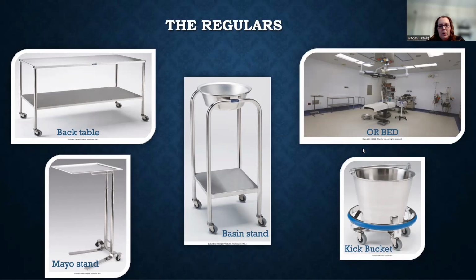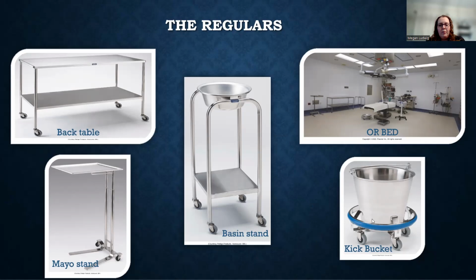Then you have this kick bucket, that might be what this little thing is here. It looks a little short in this picture, but a kick bucket is small. It's just short. We kick it around the room because if you're sterile, you can't reach down and touch something. You have sterile gloves on. So we move a lot of these things on wheels with our feet. That's why it's called a kick bucket.